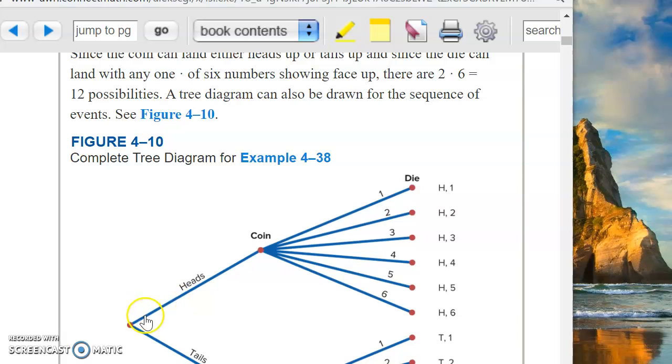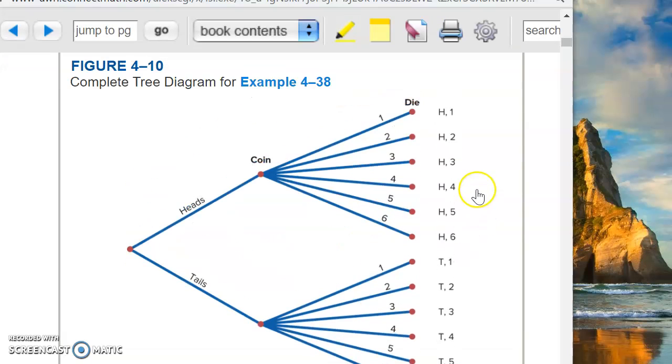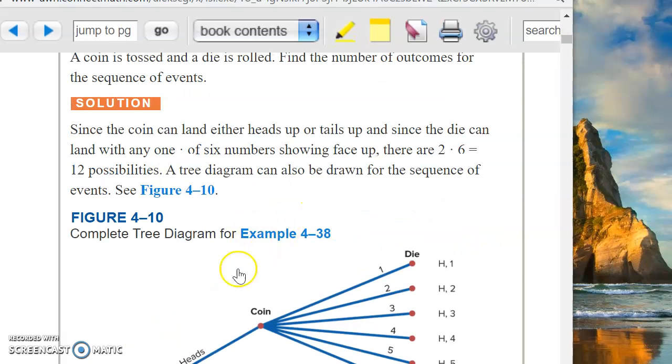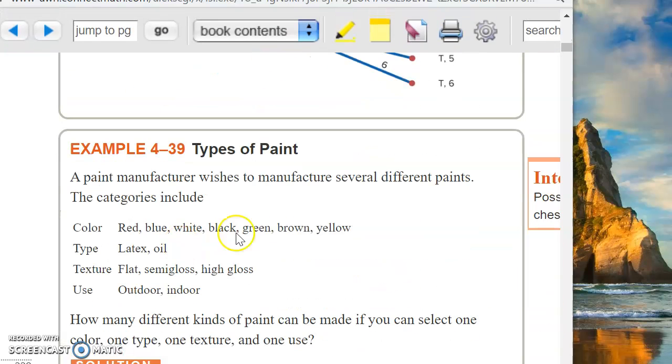The first event is the heads or the tails. There's two possibilities. And then after you get the coin, you're either going up the head or the tail path. Then you have the die, which is going to be either a 1, a 2, a 3, a 4, a 5, or a 6. So you see what's going on here? If you look over here, you can see I got a head and a 1, a head and a 2, a head and a 3, and down here I've got a tail and a 1, a tail and a 2, and so forth. Hopefully it gets reasonably clear. It's 2 times 6 is equal to 12. That's the number of possibilities.